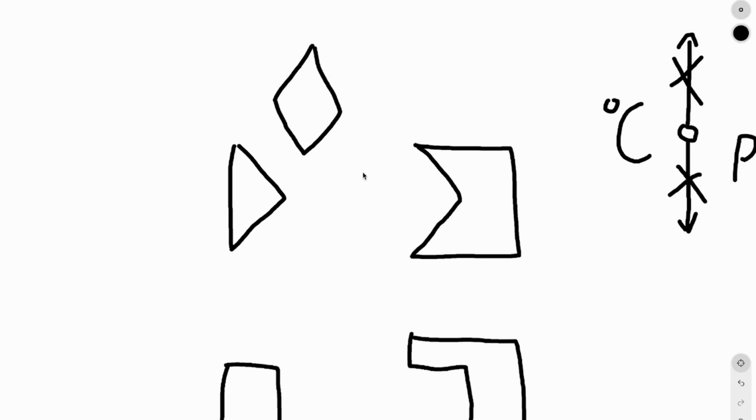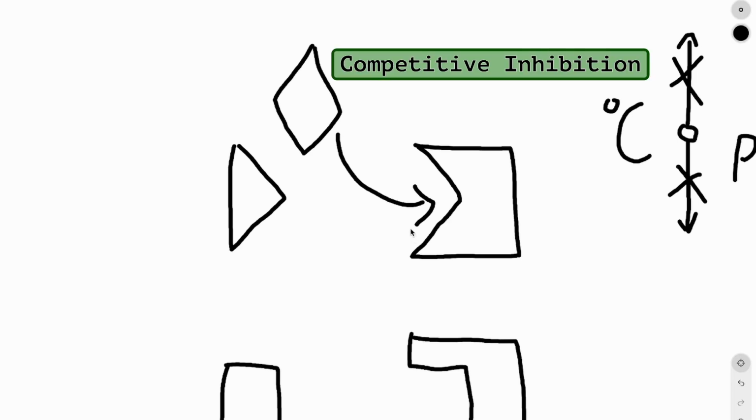Some molecules are similar to the designated substrate of an enzyme and compete to take the substrate's place. This prevents the enzyme from doing the reaction because there's no proper substrate in order to complete it. This is competitive inhibition.